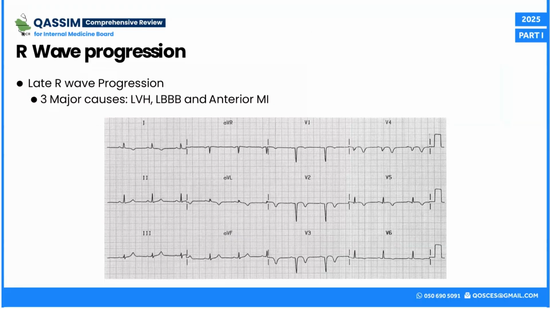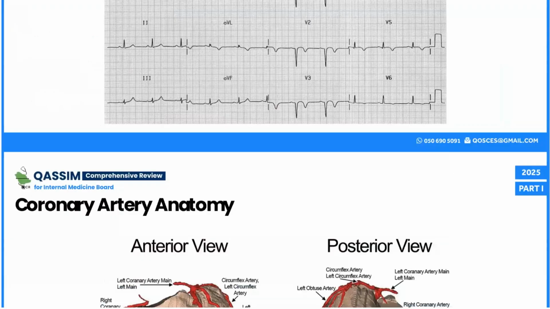So the last thing, now we did the QRS complex. We looked at it from an amplitude, from a duration, from a progression. Then we look at the ST segment. So we know the coronary artery anatomy. You have two systems, the right and the left system. They subdivide and supply all different aspects of the heart.